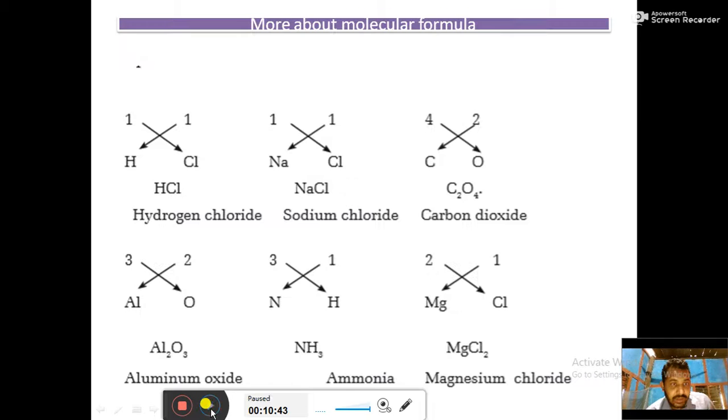Coming to the next slide, now see here, hydrogen chloride is written here. Hydrogen means the H symbol. You are mentioning the symbol because we are writing the molecular formula, and chloride means Cl. Both have valence 1 and 1, so cancel this 1 and 1. You get HCl. Similarly, sodium chloride. The sodium symbol is Na, and the chloride symbol is Cl.